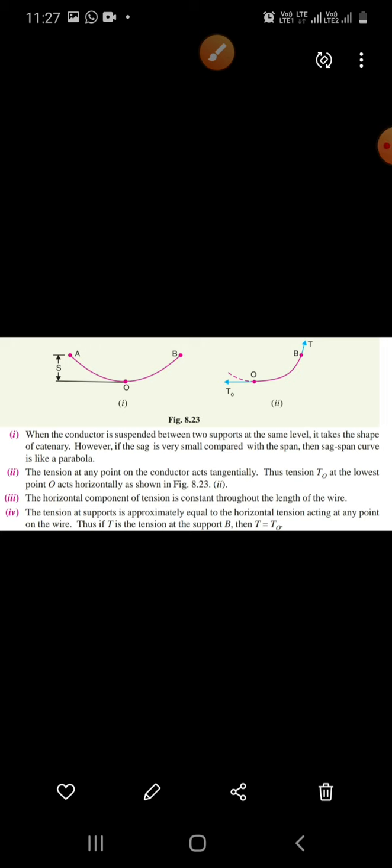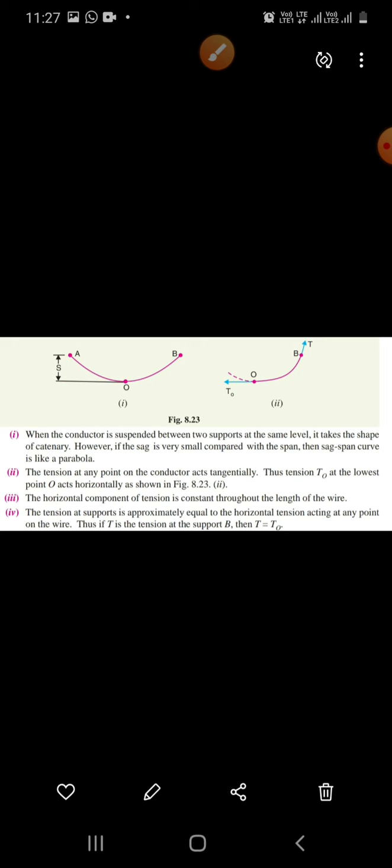So see the figure. When the conductor is suspended between two supports at the same level, it takes the shape of a catenary. However, if the sag is very small compared with the span, then the sag span curve is like a parabola.